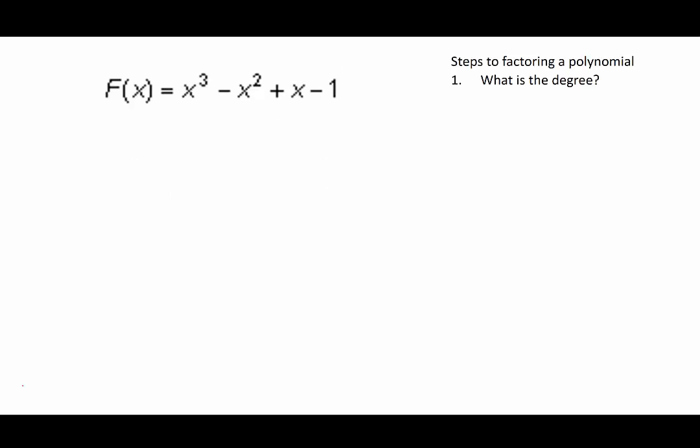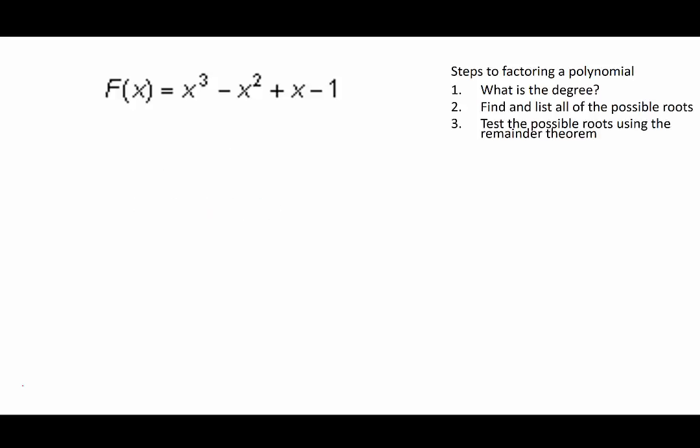Here's our next polynomial. Step 1, what is the degree? We have a degree 3, which means I'm expecting 3 answers, 3 roots or 3 factors. Step 2, find and list all the possible roots. These are our P over Q's. So our P over Q's are just 1 and -1.